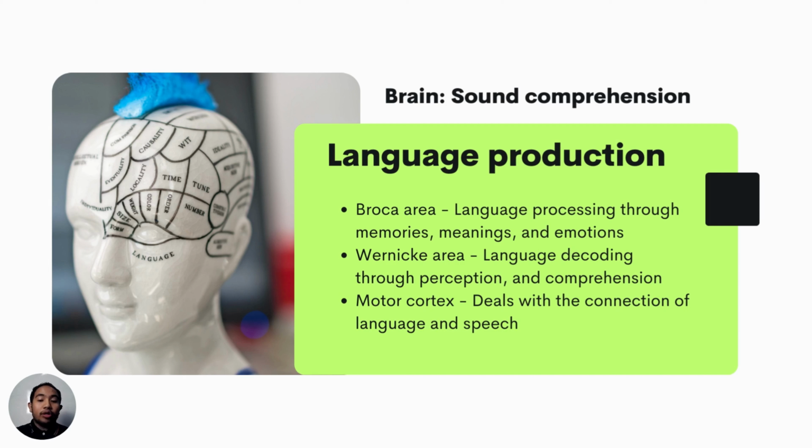Then we also have the motor cortex, which deals with the connection of language and speech. The motor cortex actually connects the two halves of our brain. So it ensures the translation of words into speech. It's a crucial element in the journey from seeing a word on paper to vocalizing that word. As the left brain deals with language, the right brain handles the visual and spatial processing.